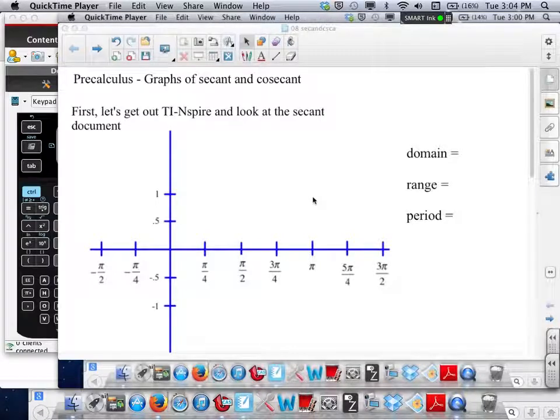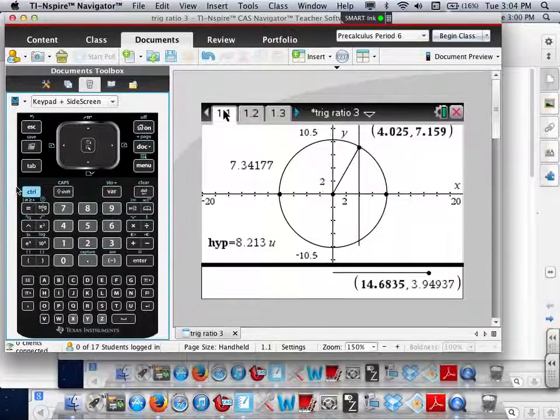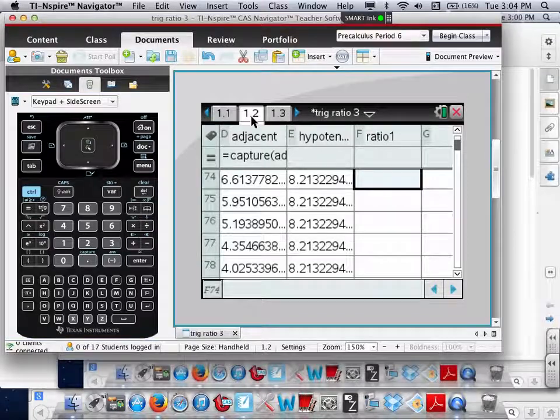For pre-calculus, the graphs of secant and cosecant. Now, let's go ahead and generate the graph of secant. What I've done here is collected all the data using our trig3 document. The ratio that we want to do for secant is the opposite or the reciprocal of cosine.